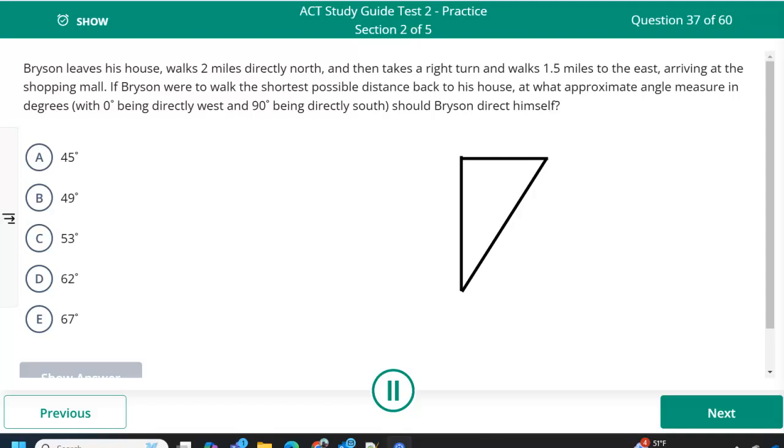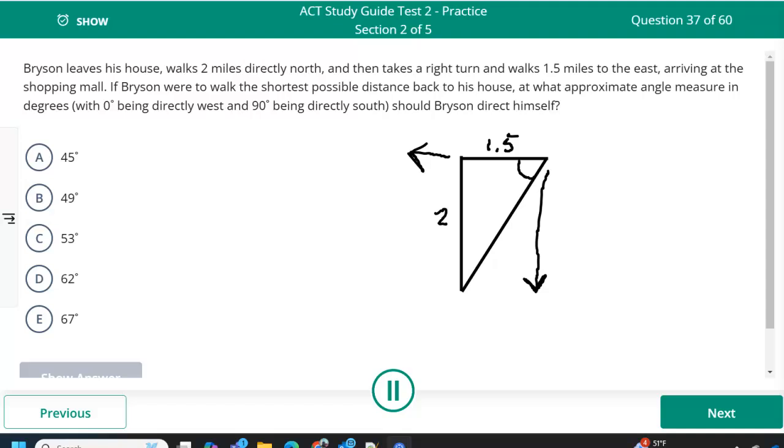What approximate angle measure? Okay, angle measure. So let's do this. This is 2. This is 1.5. Now, the angle measure. Okay, so we're going to consider 0 degrees being directly west. So this is 0 degrees if he's proceeding in this direction. And 90 degrees being directly south. So we should get some number between 0 and 90 for this angle. What is that angle?